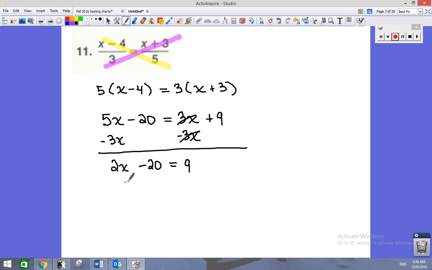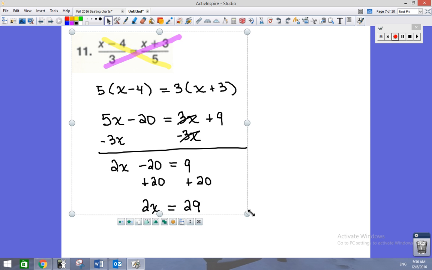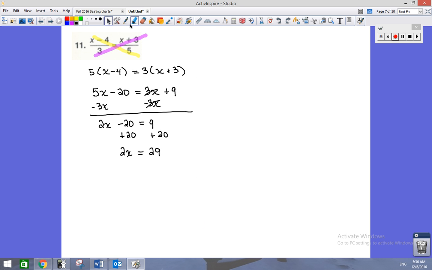Let's add 20 to each side to get the variable by itself. Divide each side by 2. To undo this multiplication, we do division. We can leave our answer as an improper fraction. 29 and 2 are both primes, so that's our answer.